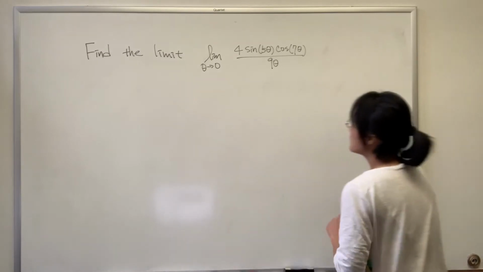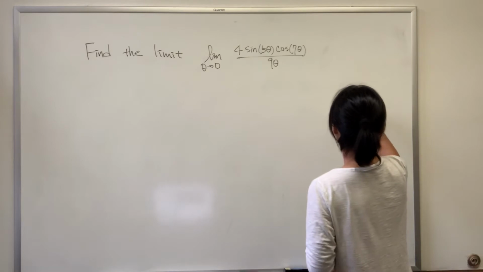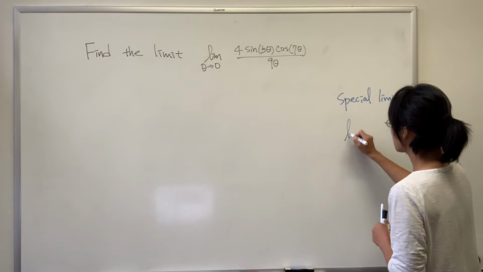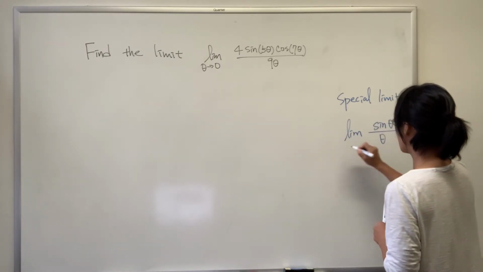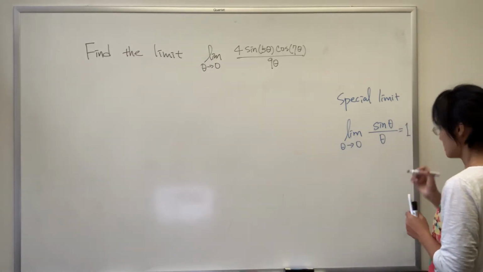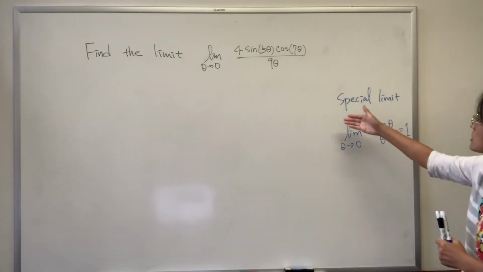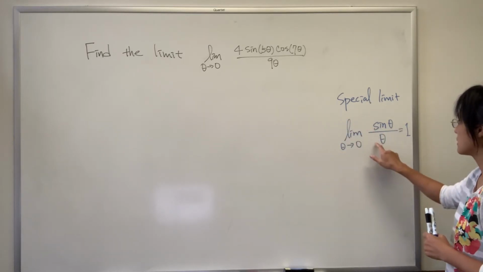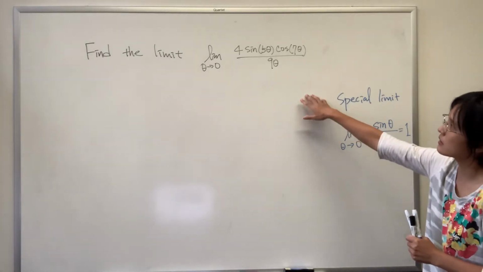Alright, we learned that we have a special limit that says if I see sine theta over theta and theta approaches 0, this limit is approaching 1. Okay? And then we see a bunch of variations of limits related to this. Let's look at one more.